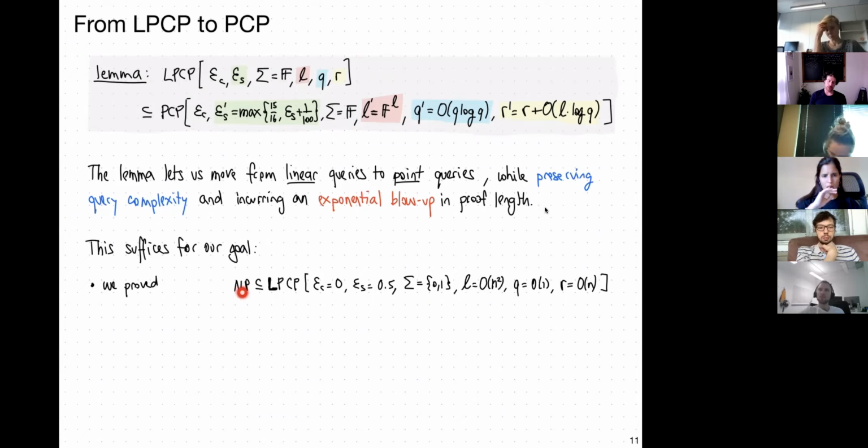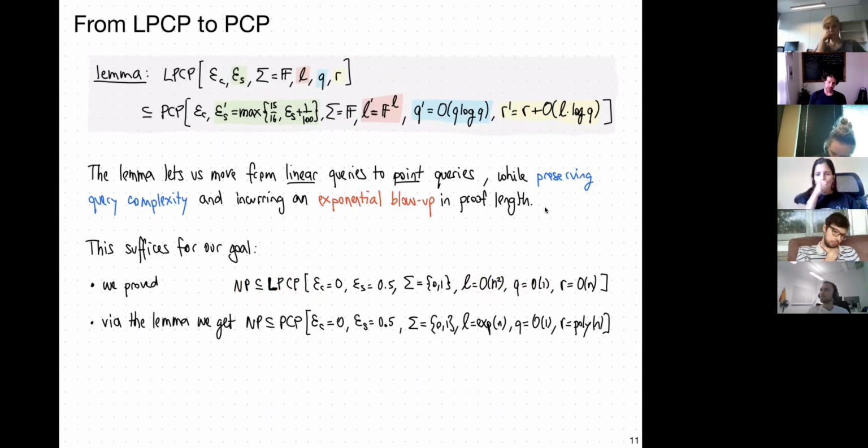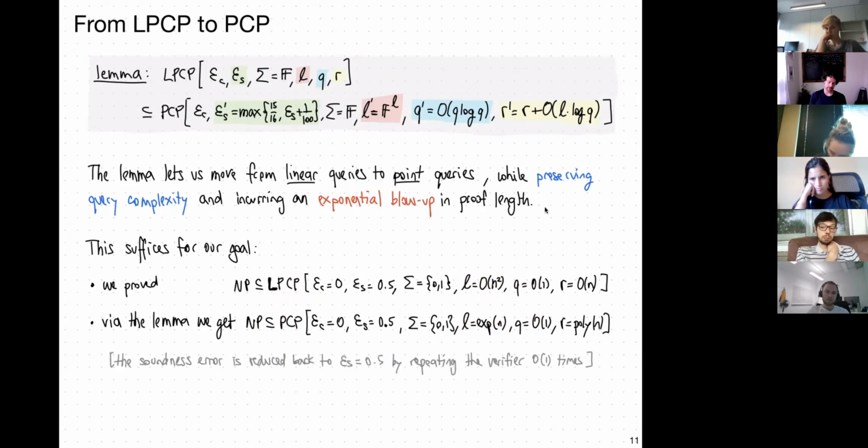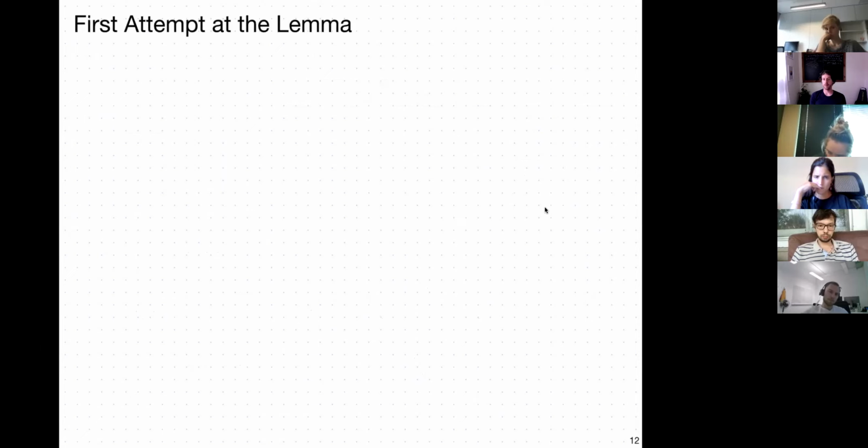This is exactly good for what we want, because we showed that any problem in NP admits a linear PCP with constant queries and polynomial length. Then when we apply this lemma, we get that every language in NP has a PCP with O(1) queries and exponential length, which was the goal that we had to begin with. Soundness, we can always get to our favorite constant just by repeating the test. So now let's just prove this lemma.